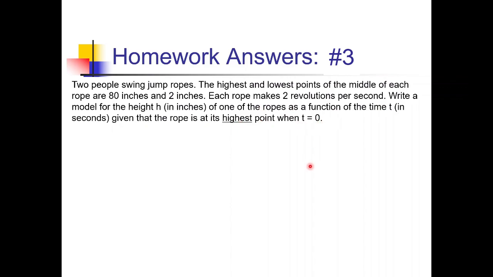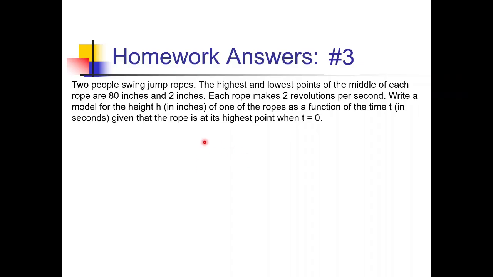All right, so to write this is going to be a trigonometric model because the height of the rope just keeps cycling between 2 and 80 as the rope goes round and round. So I know that I'm going to need a few things. I need my amplitude, my A value, my B value. I also need an H and a K. So let's get each of those.